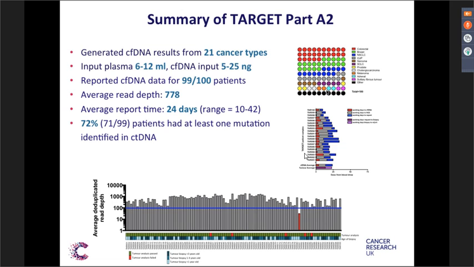So part A1 was a success. We then got the go-ahead to move on to part A2. So this is expanding the cohort up to 100 patients. We started this in the beginning of 2016 and completed it at the end of last year.